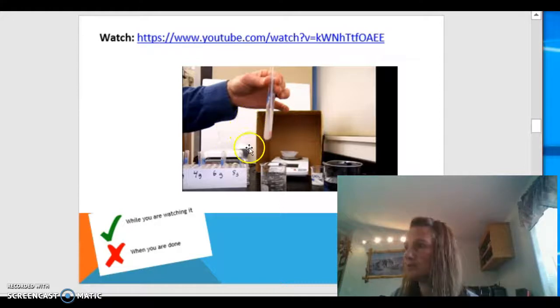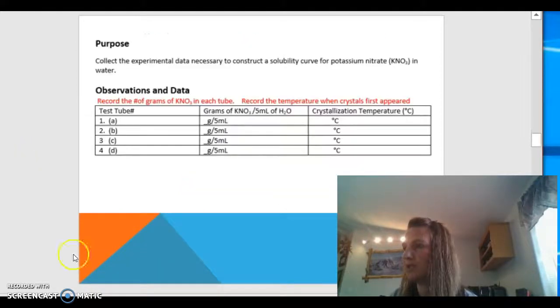Once crystals start to form, that is the saturation point. He's going to tell you the temperature at which each test tube met its saturation point, and you need to write that down. What was the temperature for test tube 1? What was the temperature for test tubes 2, 3, and 4? You've got to write that down because there are questions on the quiz about this.